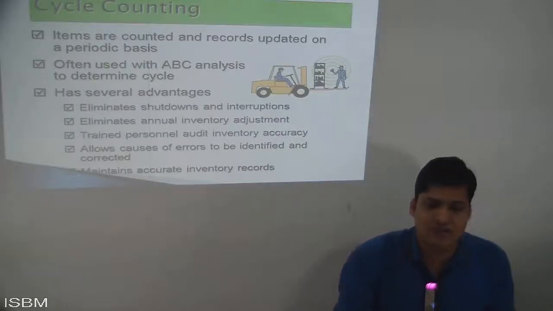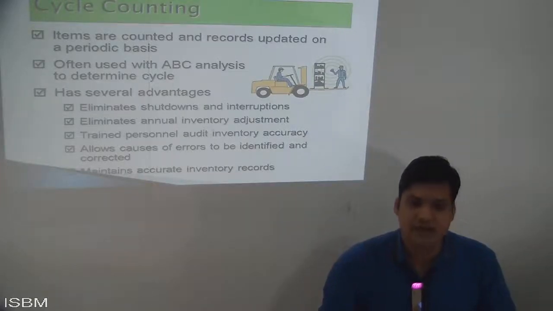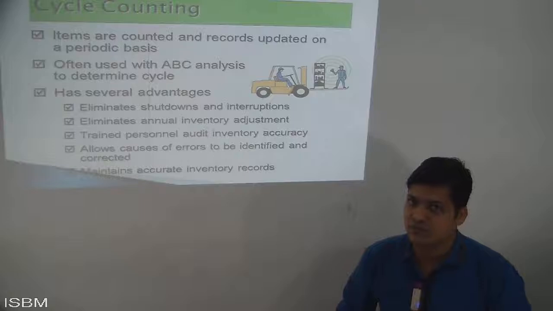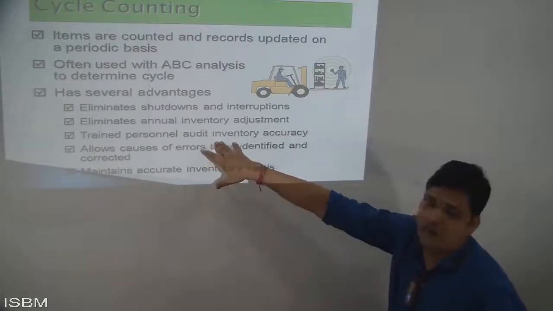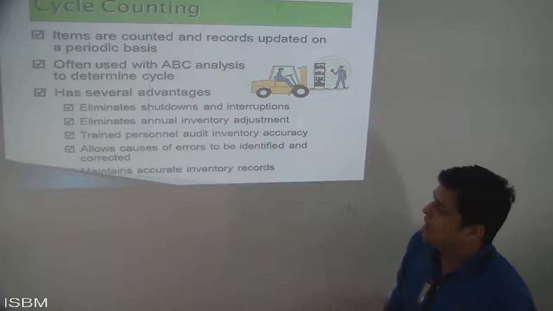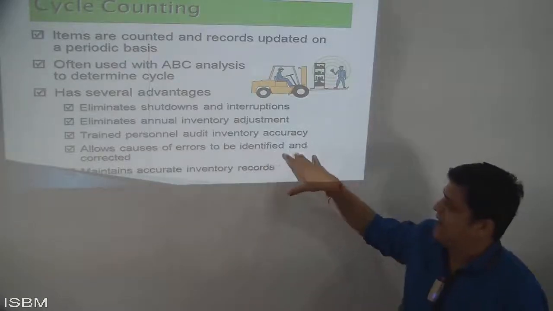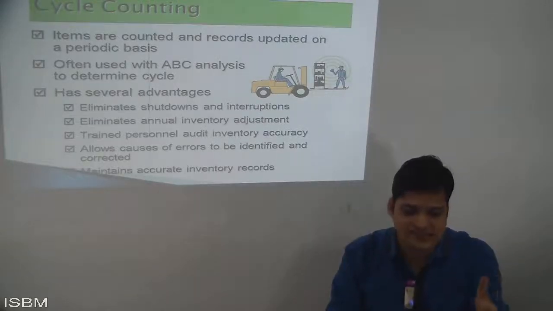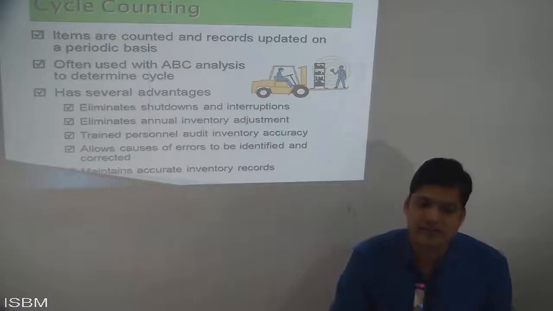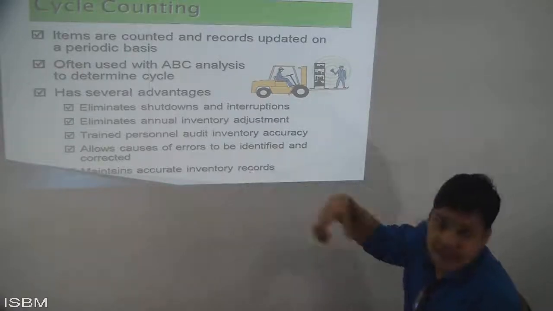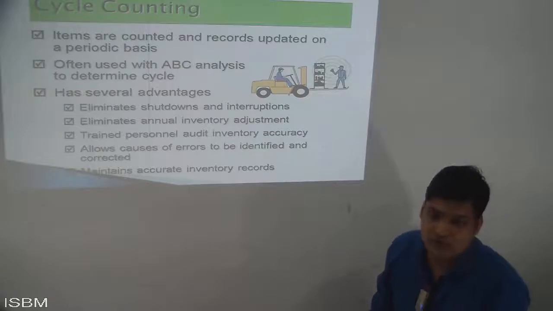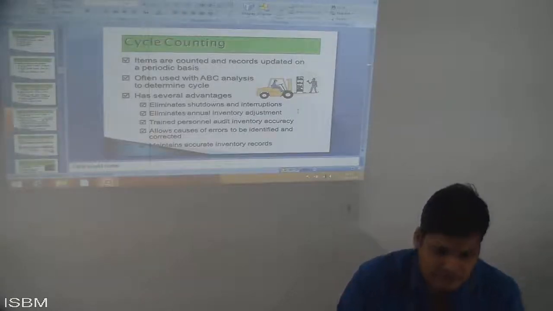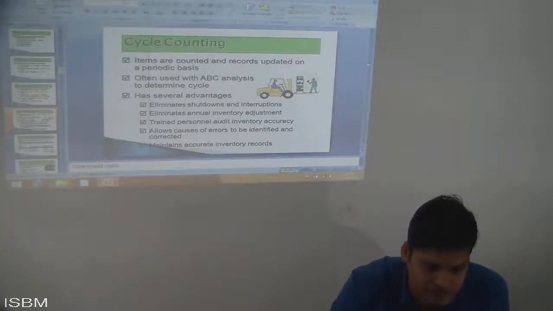It has several advantages: it eliminates shutdowns and interruptions, eliminates annual inventory adjustments, and trains personnel to audit inventory accuracy. There should be an audit, so it will also help the audit of inventory accuracy. It allows causes of errors to be identified and corrected. If you get some error, you can identify and easily correct it. It maintains accuracy in your inventory records, so there should not be any problem if you're working on the ABC model. I need to go fast.